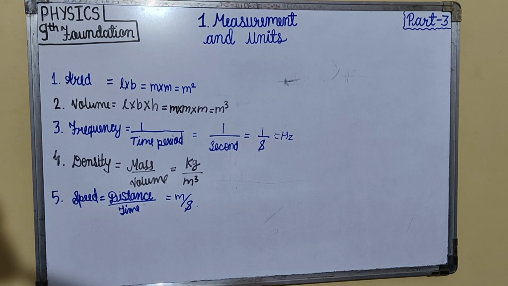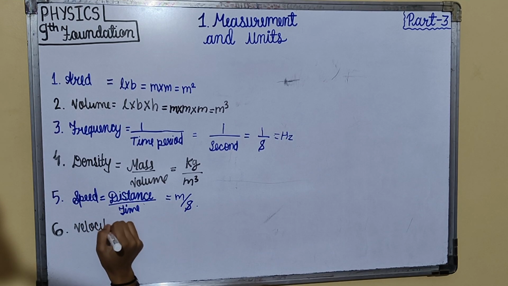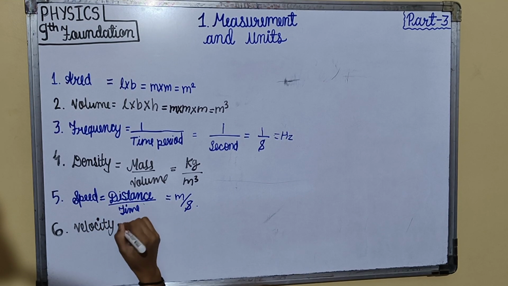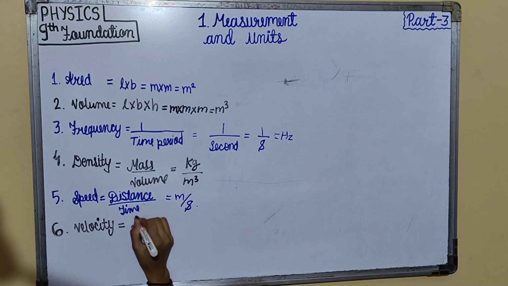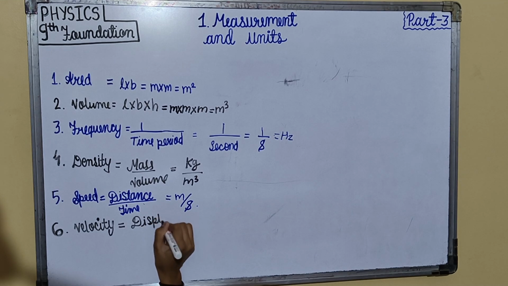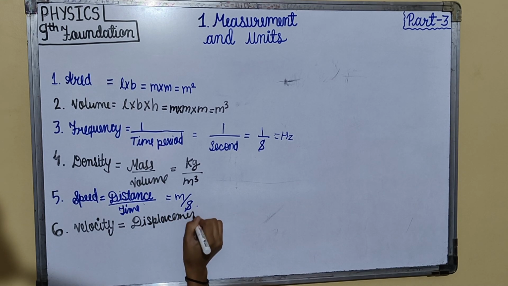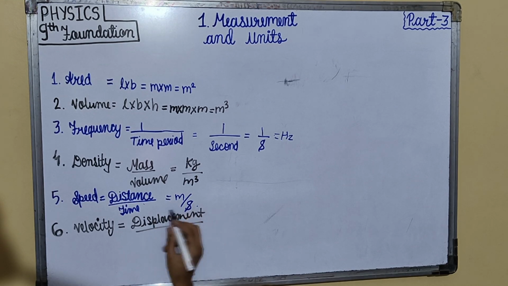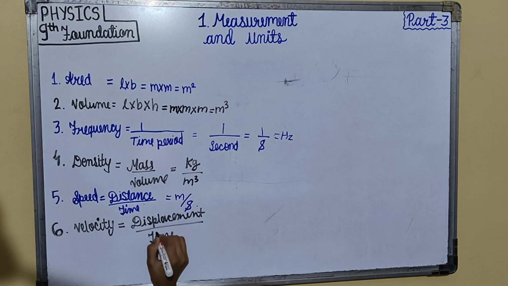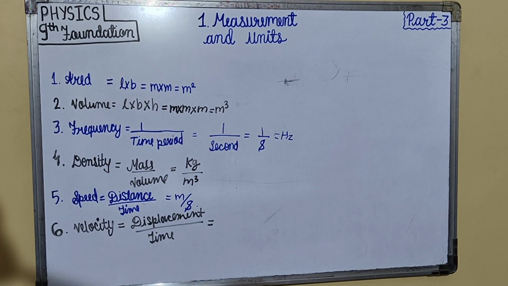Sixth one is velocity. Velocity also we all know. Velocity is equal to displacement upon time. And its unit, the unit of velocity, is again meter per second.